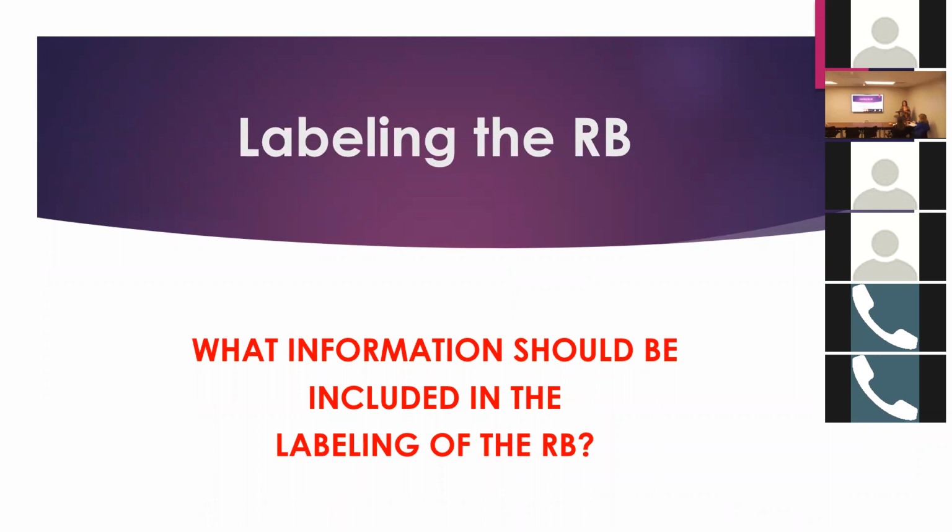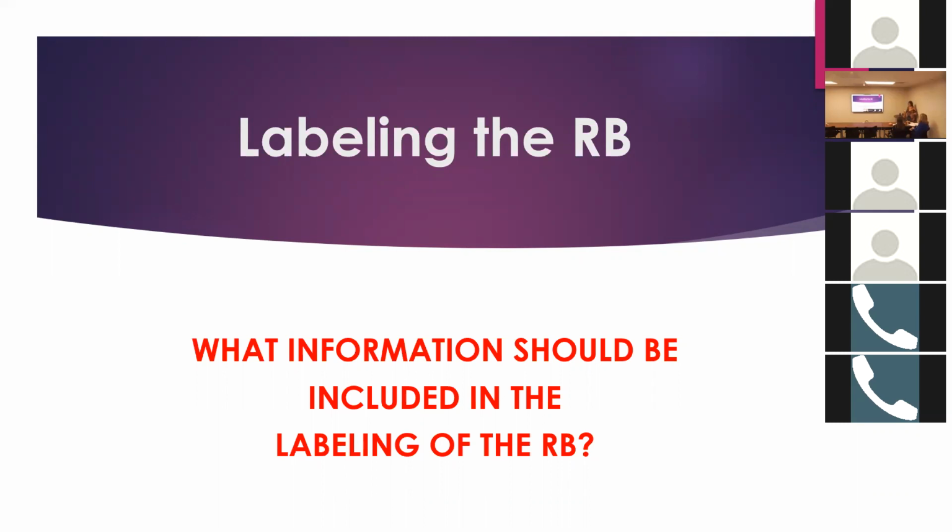I call it the reg binder just for short because I'm a little bit lazy, but what information should be included in the labeling of the reg binder? Protocol number, the number of binders attached to it, like binder 1 or 2. Maybe if it's a sponsor trial, sponsor information, like who the sponsor is, your PI. That's one of the things.